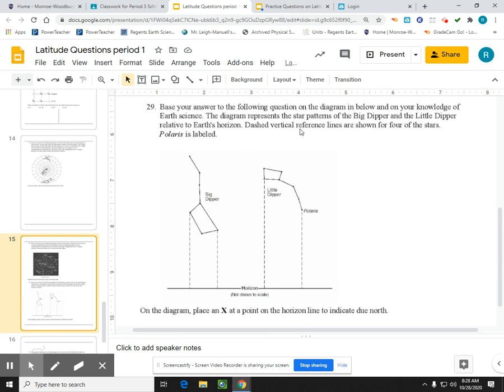Now it says dashed vertical lines, reference lines are shown for the 4 stars of Polaris and Polaris's label. So on the diagram, place an X at the point on the horizon line to indicate due north. That would be directly below Polaris. So if I wanted to draw an X, I'd be looking at a spot right over here for my X, okay?